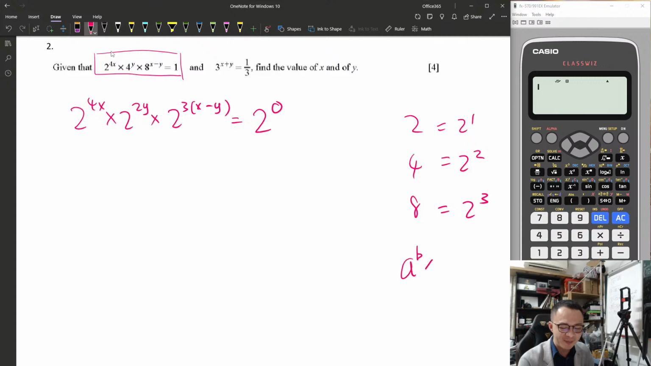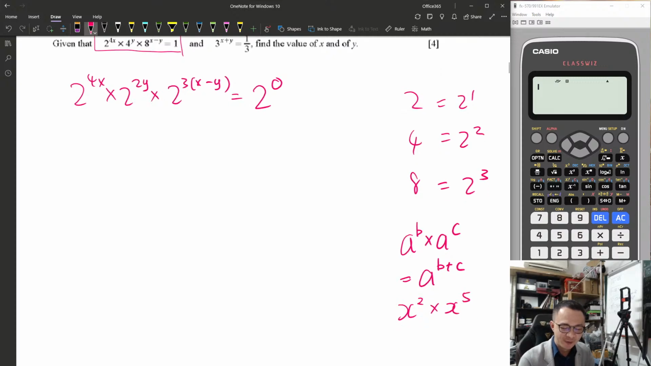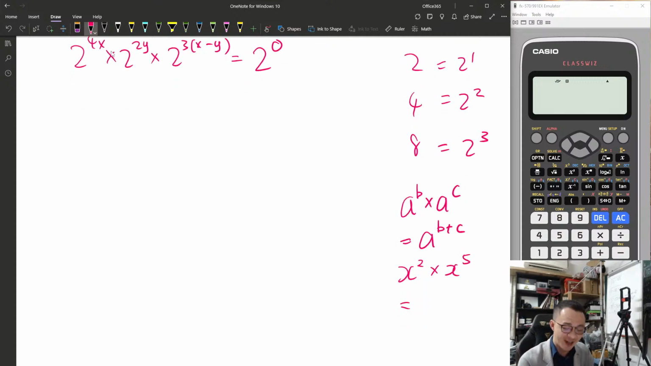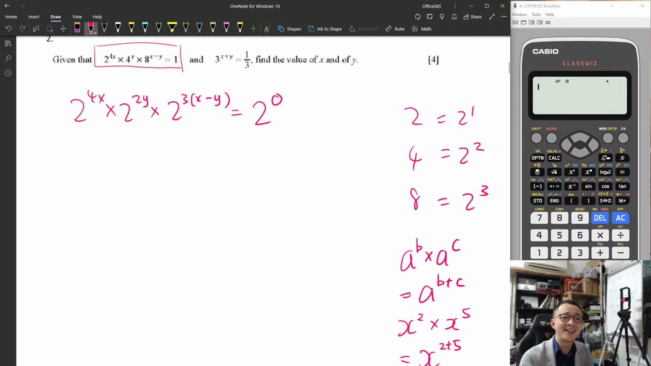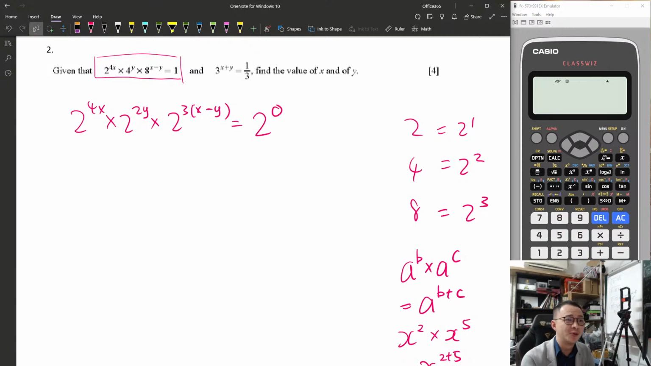From here, there is one indices rule you should know: a power of b multiply a power of c. If they are multiplied, we add the powers, isn't it? For example, x squared multiply x power of 5. We know this is x power of 7, right? Basically it's x power of 2 plus 5, and we get x power of 7. If you have the idea of this basic rule, then over here you can see the relationship in between is multiply, isn't it? Then I just add the powers.